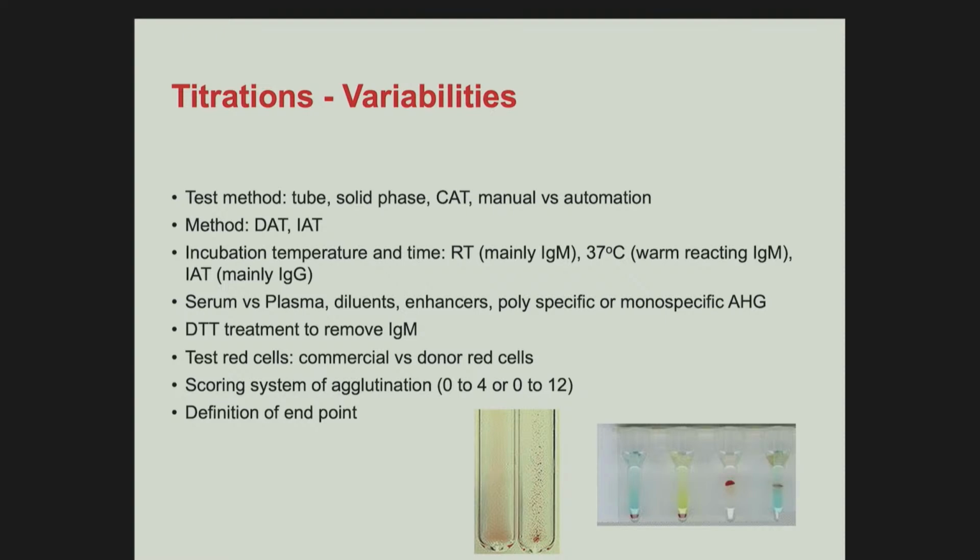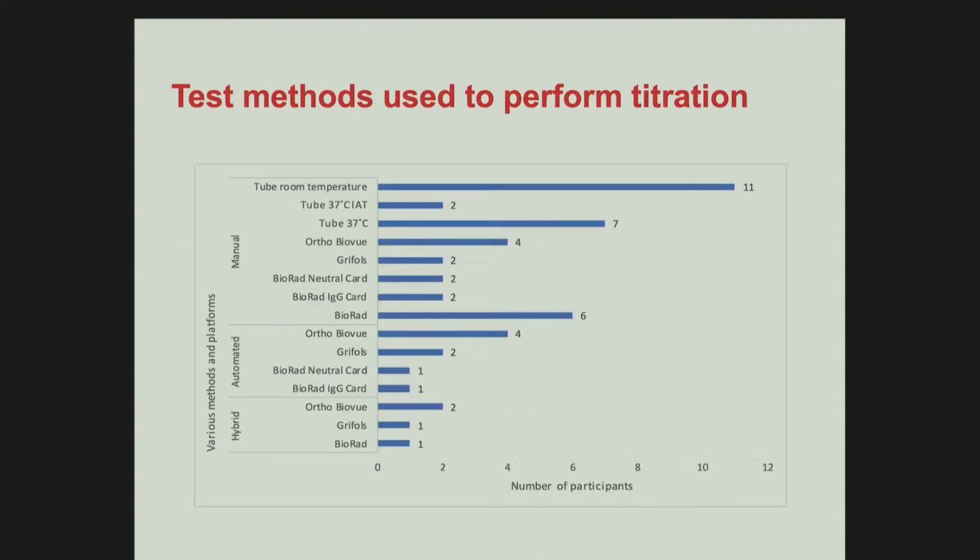What temperatures are you going to incubate your test at? Is there a difference between using serum or plasma? Should you DTT treat your serum sample or plasma sample to remove the IgM? What indicator cells would you use? How do you score the titration? Do you use a 0 to 4 or 0 to 12 scale? And what's the definition of your endpoint for titration?